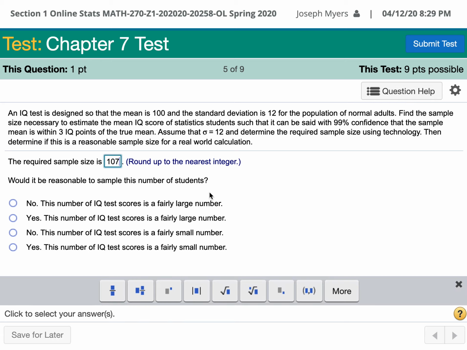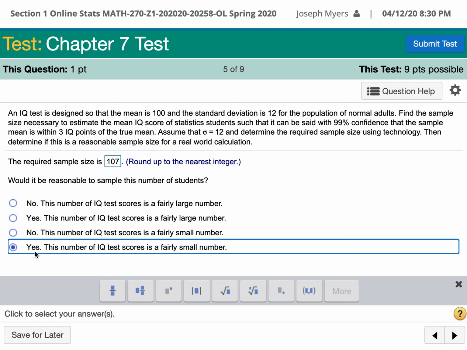Okay, and then it says, would it be reasonable to sample this number of students? I would say yes, that's not too big. So would it be reasonable? Yes, that's a fairly small number, which is reasonable, I would say. Now, a big number would be like if you had to sample 10,000 students or something. So I'd say yes, it's reasonable. It's a fairly small number as things go. Okay, so perfect.